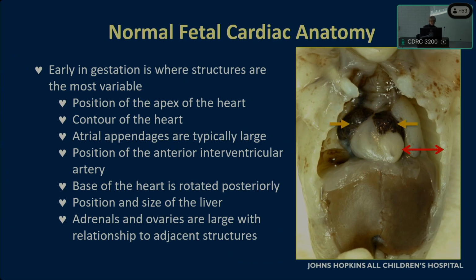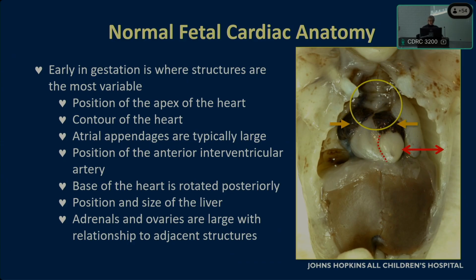You can see the position of the anterior interventricular coronary is much more towards the midline, whereas in the term heart, we see very little of the left ventricle. The base of the heart is actually rotated a bit more posterior in the mediastinum, and you can imagine that happening because of the head pressure and the liver pressure. Everything is being pushed more towards the spine.